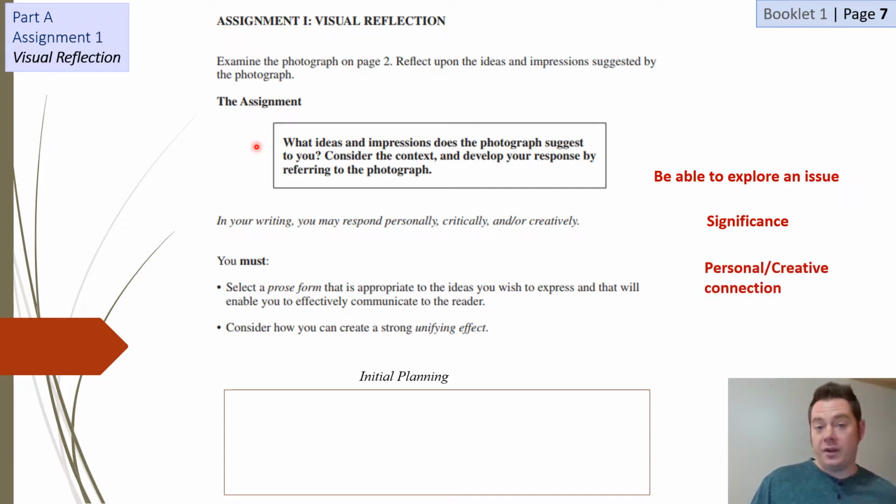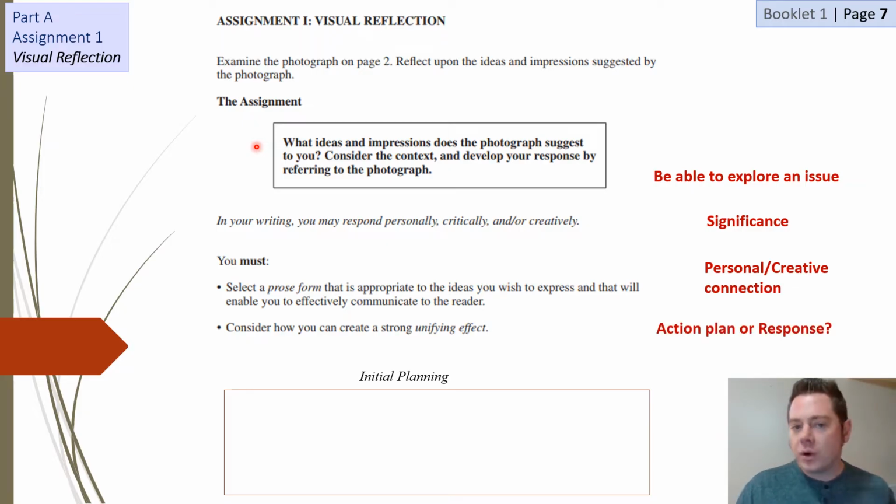If it's possible, try to find a personal or even a creative connection to that issue. So if it's a personal one, maybe you have a personal experience that you could write about that relates to this topic. If you're trying to write this as a short story or a journal entry, then perhaps you're heading off in a creative direction because you're creating and making up a situation to discuss that relates to that topic.